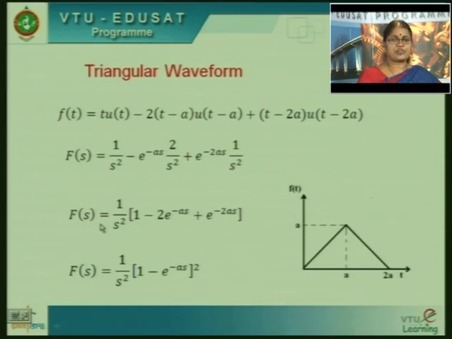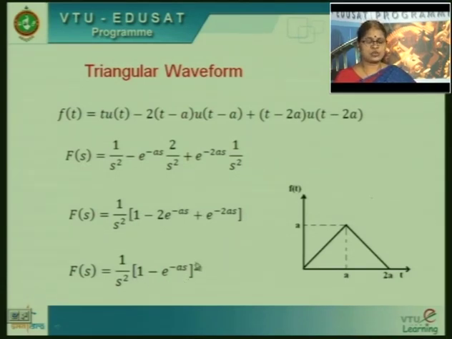So, we can write F of s is equal to 1 by s square into (1 minus 2 e power minus as plus e power minus 2as). Again, this is of the form 1 square plus (e power minus as) whole square minus 2 into 1 into e power minus as. So, I can write this as (1 minus e power minus as) whole square. So, the Laplace transform of this waveform is 1 by s square into (1 minus e power minus as) whole square.